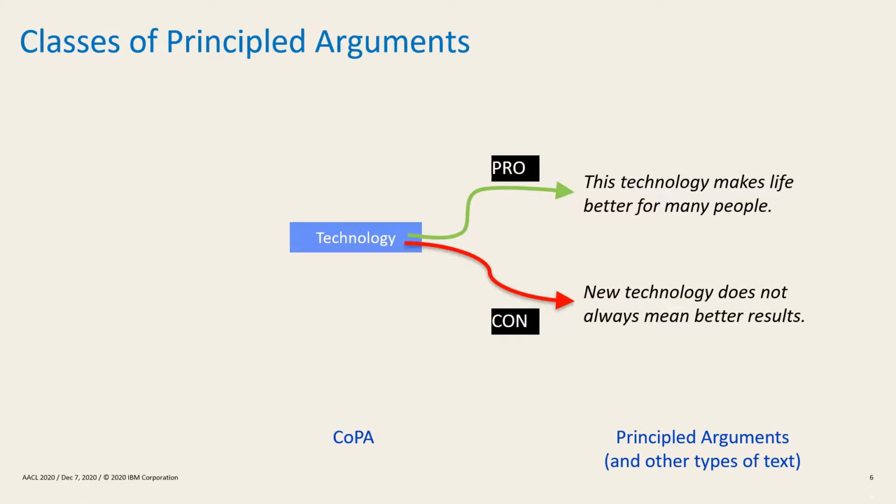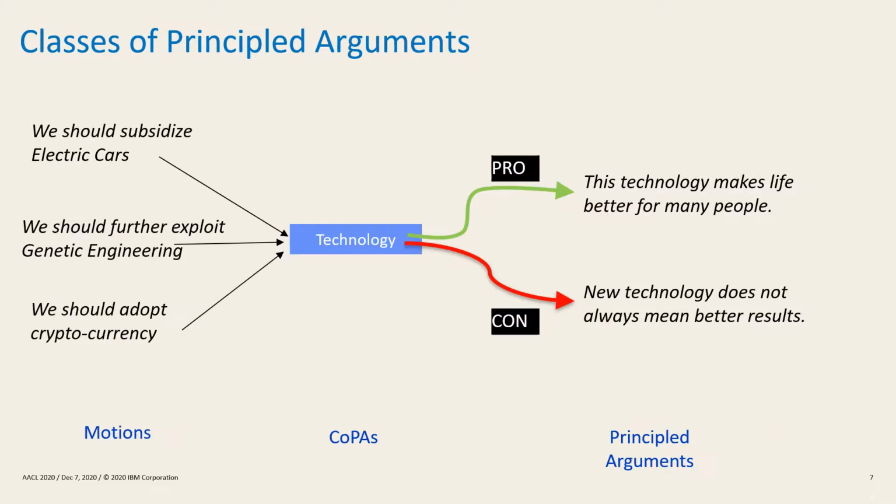Okay, so let's talk about this in a bit more detail. What are the classes of principled argument? So one such class is the one we discussed earlier, the one about new technologies. So we define the class technology. And on the one hand, we define, for example, claims that are relevant for motions of this class. So for example, a proclaim could be that technology makes life better for many people. It can also have placeholders for the specific topic that we're discussing. On the other hand, we have to annotate the motions which belong to this class.